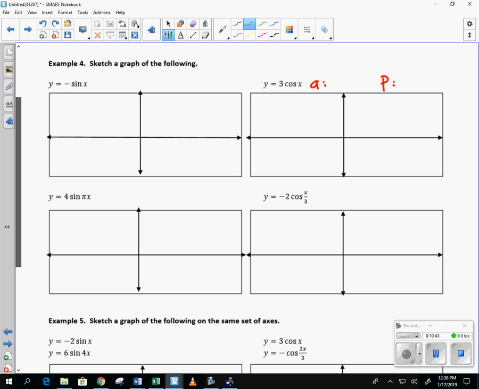Amplitude. What is the amplitude of, we're going to start with y equals 3 cosine of x. Amplitude is 3. What is the period? The number in front of x is 1, so 2 pi over 1 is 2 pi. So I'm going to mark off 2 pi. How many sections do I divide 2 pi into? Why 4? Because there are 4 quadrants.